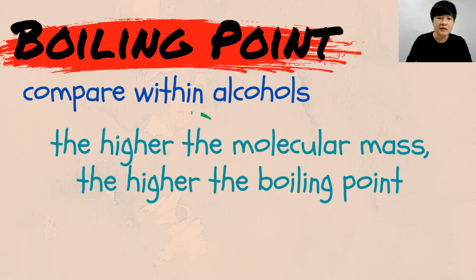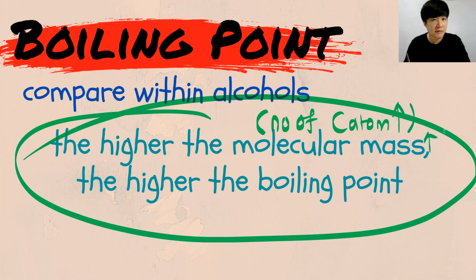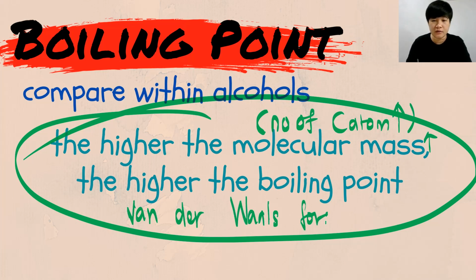So remember, the higher the molecular mass, the higher the boiling point. You do not need to calculate the molecular mass, just simply look at the number of carbon atoms. The higher the number of carbon atoms, the higher the molecular mass. And the higher the molecular mass, the higher the boiling point, because we have discussed the van der Waals forces between them. Alright, no longer about hydrogen bonding.